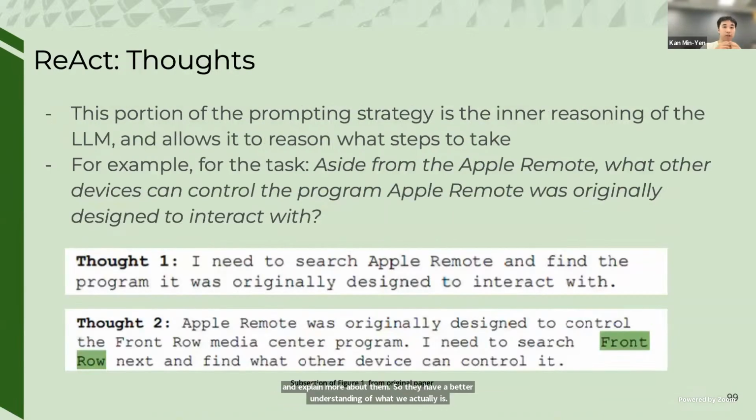So firstly, we talk about thoughts. ReAct thoughts are basically the inner reasoning of the large language model, and they allow it to decide what steps to take. So for example, for this question about what other things can substitute the Apple Remote, the images here show multiple steps that can be taken for the language model to arrive at the final answer. So for example, thought 1 will be, I need to search for what an Apple Remote is. And that brings us to our actions.